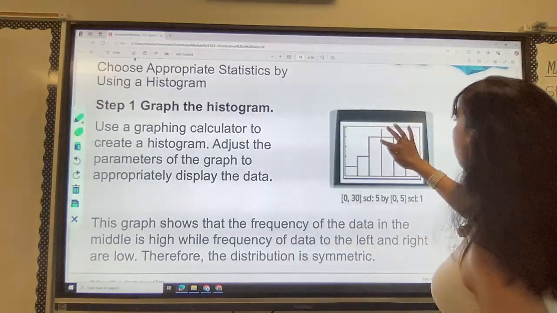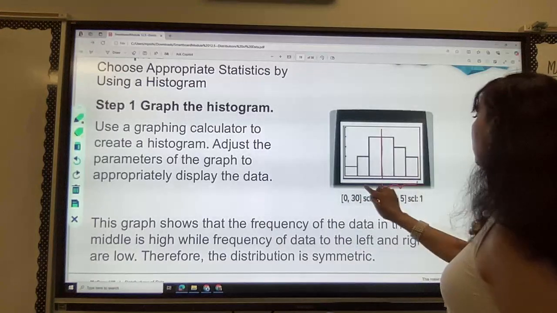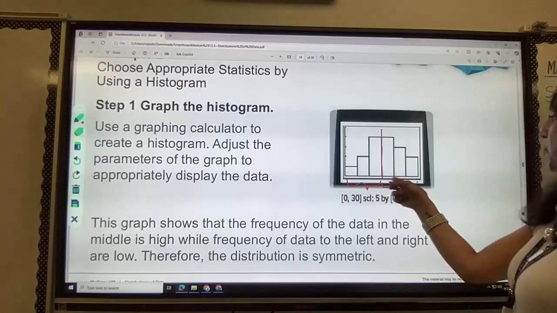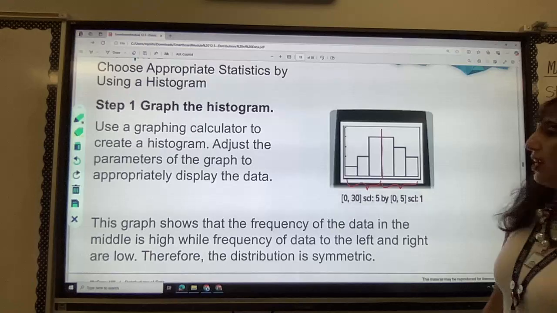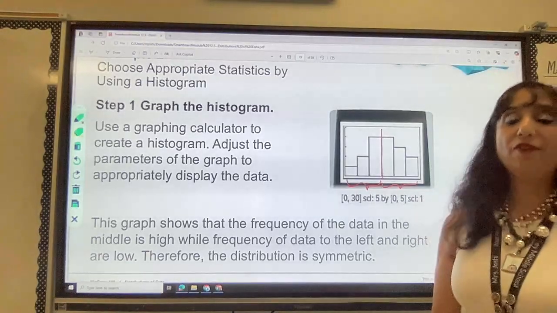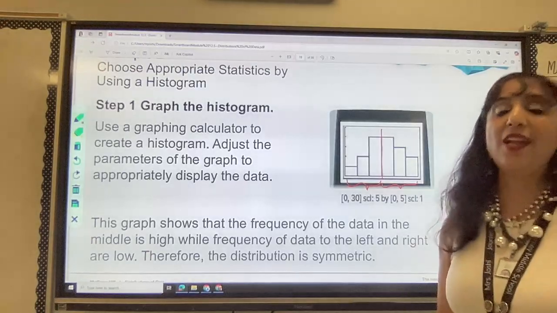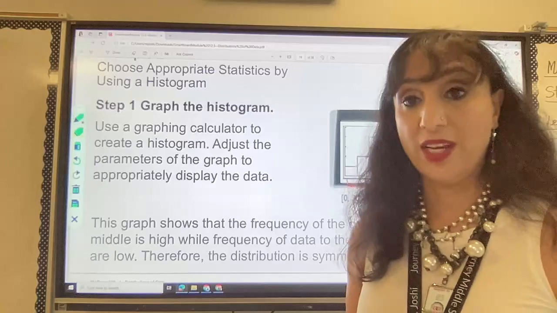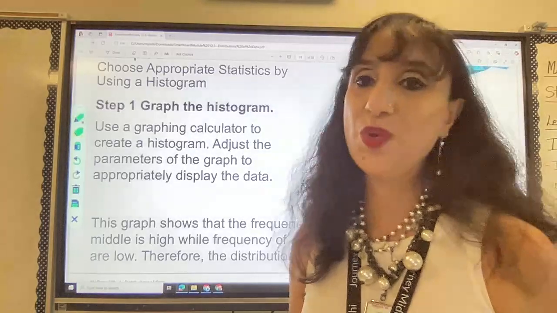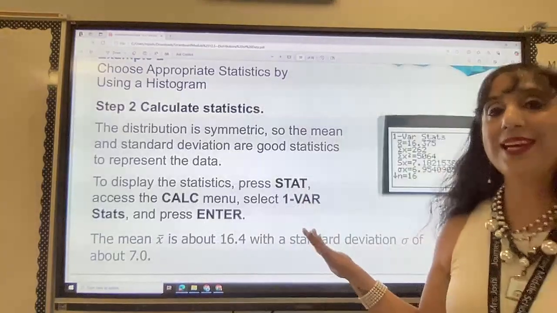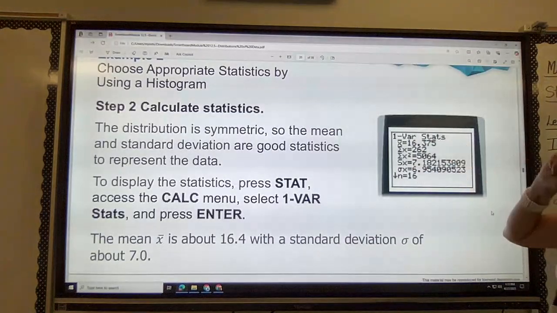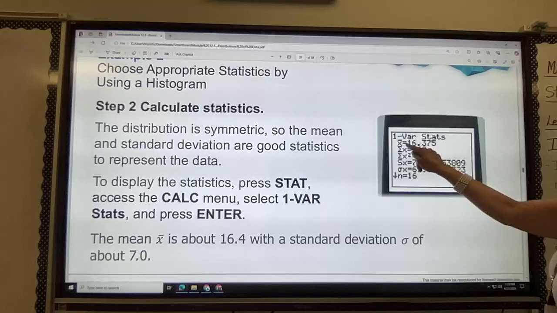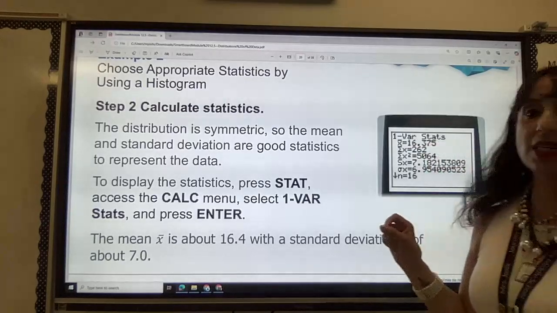And then look at this. If I look at both the ends, the tail ends are pretty even. All right, so using a graphing calculator, we are creating a histogram, and the graph shows that the frequency of the data in the middle is high, and the frequency of data to the left and the right are low. Therefore, the distribution is symmetric. So if it's symmetric, it is always good to use the mean. And then these are the other things that the calculator does show up. It gives us all of these values here. So I can see that the mean is about 16.4 if I round it.